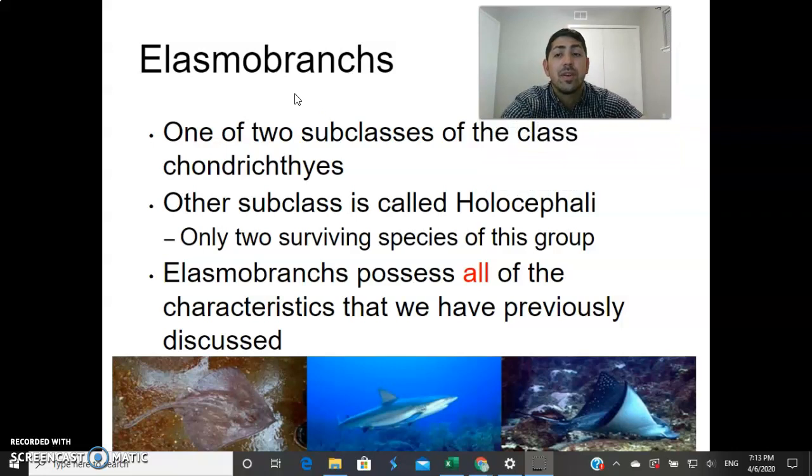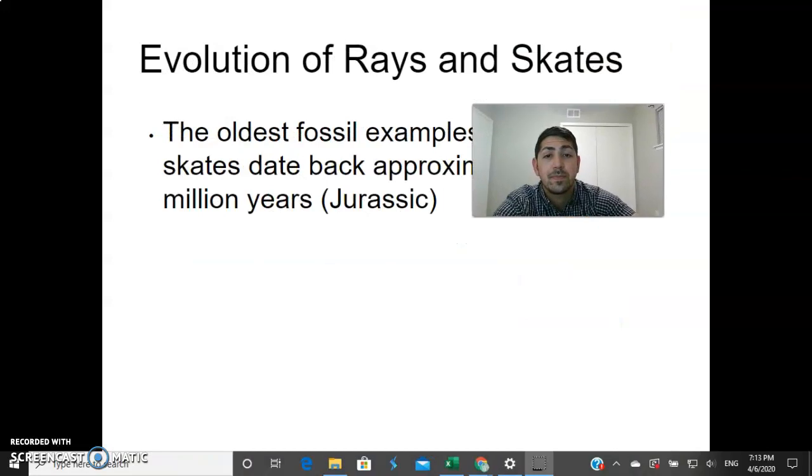So elasmobranchs, let's talk about that. One of the two subclasses of the class Chondrichthyes, the other subclass is called Holocephali, and there are only two surviving species of this group, the Holocephali. Elasmobranchs possess all of the characteristics that we have previously discussed.